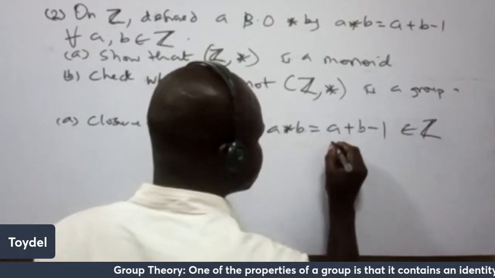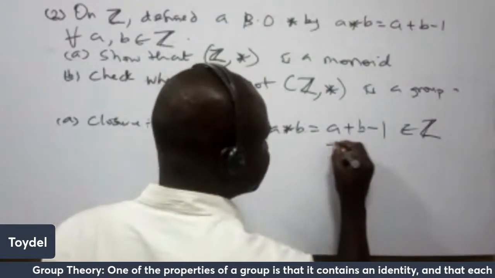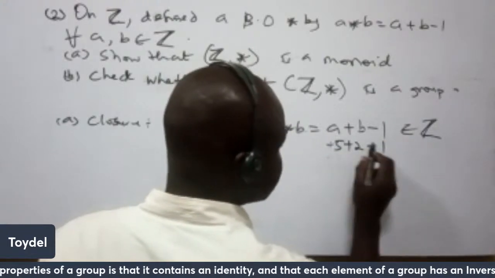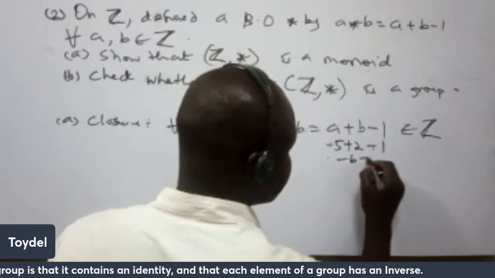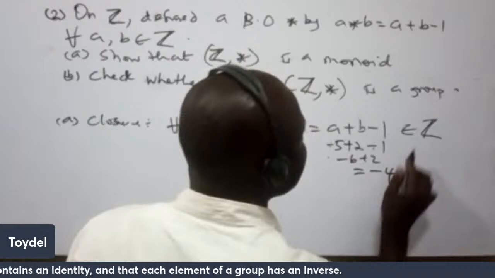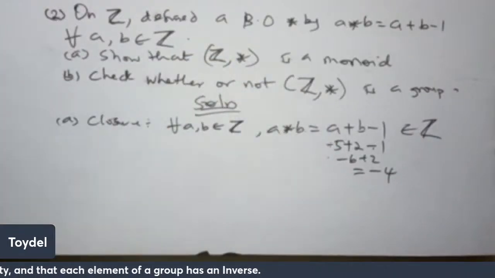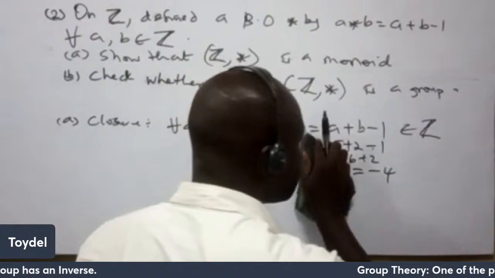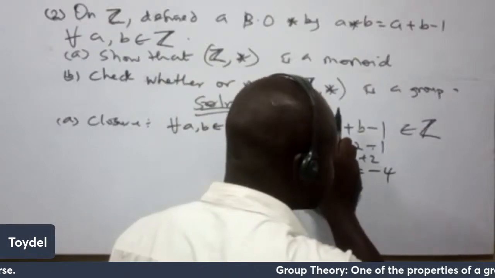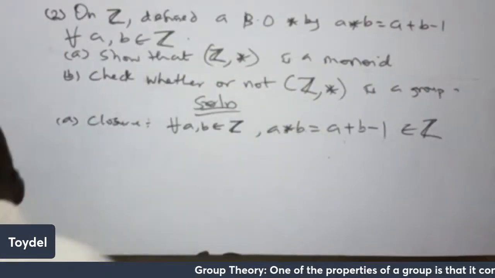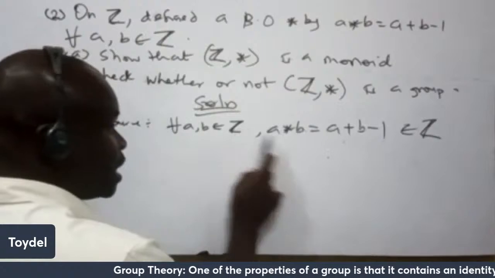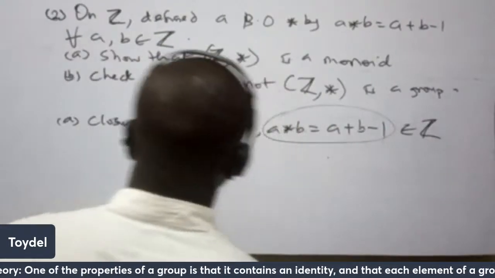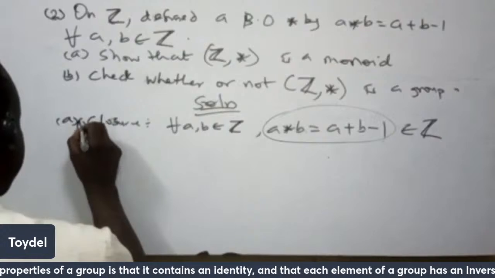Let's say A is equal to minus 5 and B is equal to 2. Then we have A plus B minus 1, that is minus 5 plus 2 minus 1, which is minus 6 plus 2, equal to minus 4. Minus 4 is still part of the set of integers, because integers consist of negative, positive, whole numbers, and 0. So irrespective of the values of A and B, which are integers, if we operate on them, we are still going to get a result in Z. So closure property is satisfied.